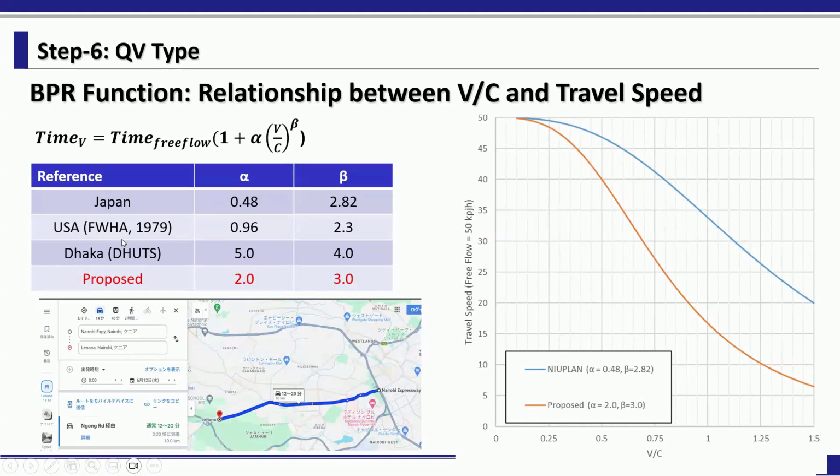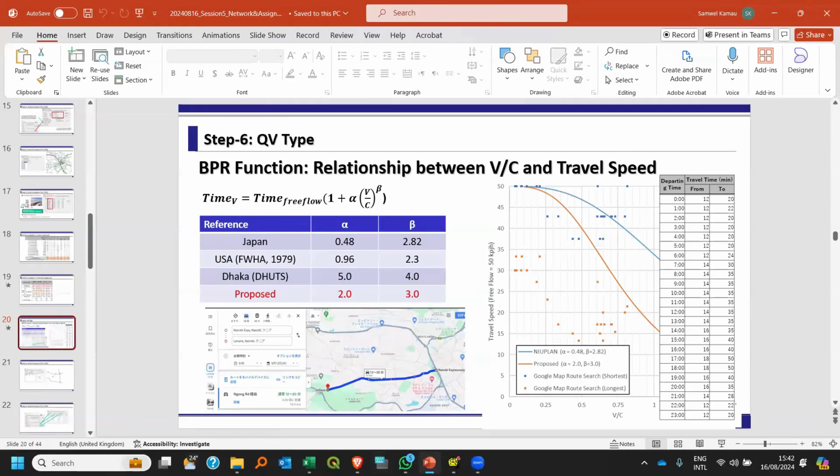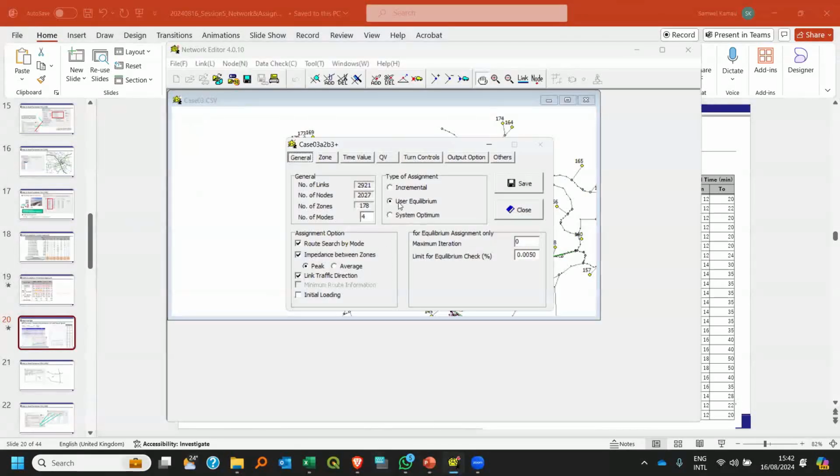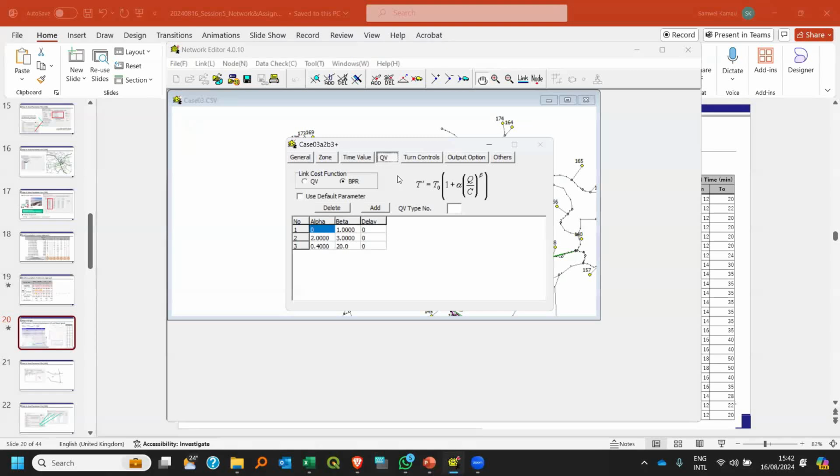Column 4 is the QV types. You can see the screens. Then the following items, the BPR functions and the QV functions. When you check the QV function, some QV function methodology can also be modified.